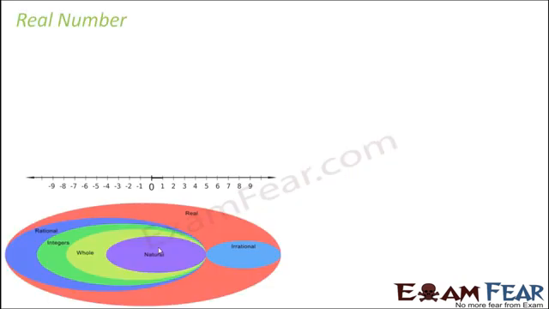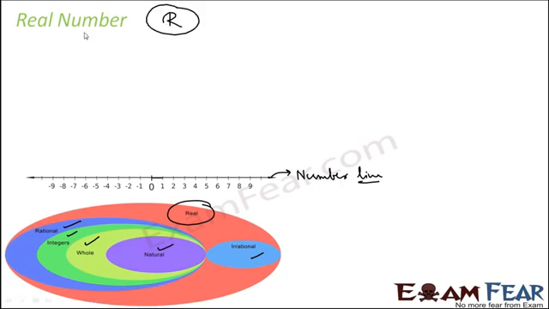So we talked about natural numbers, whole numbers, integers, rational numbers, irrational numbers. Let's talk about real numbers. Real numbers are the numbers which you can plot on the number line. And real numbers, they exist for real, and that is denoted by R.